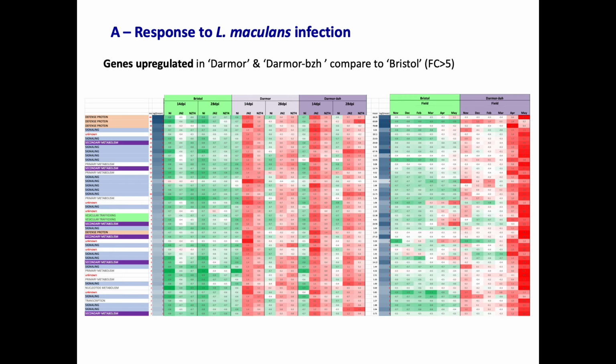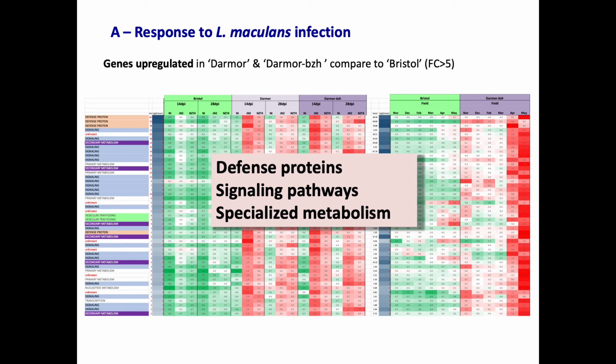We then compared the response of the resistant genotypes to the one of Bristol and looked for genes upregulated in Delourme and dwarf Delourme compared to Bristol. We have here the relative expression of some genes showing differences between susceptible and resistant genotypes in control condition on the left and in the field on the right. For each condition, we have Bristol on the left and Delourme or dwarf Delourme on the right. These genes correspond to genes coding defense protein, genes involved in signaling pathways or specialized metabolism, or genes with unknown functions.